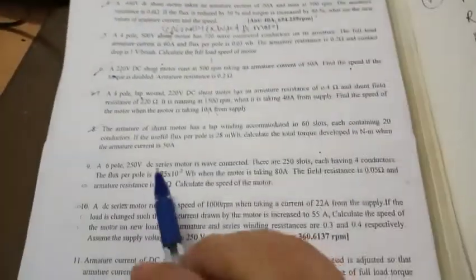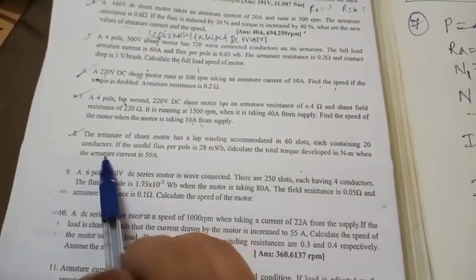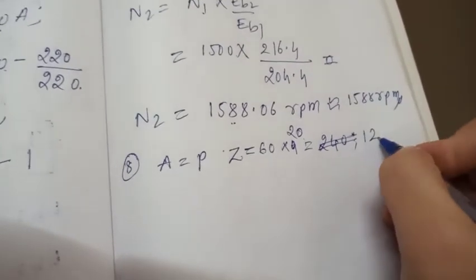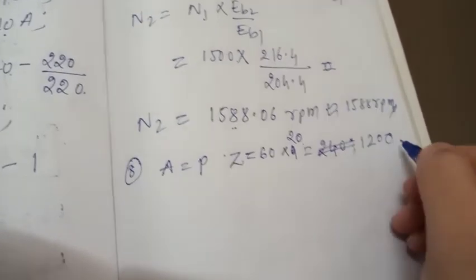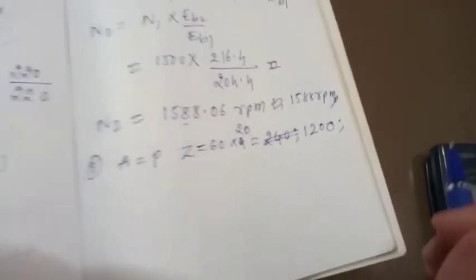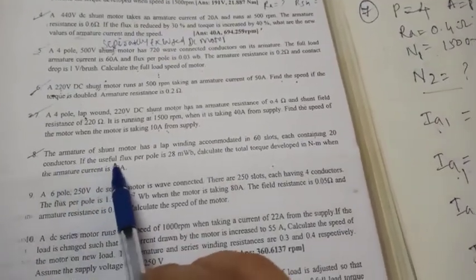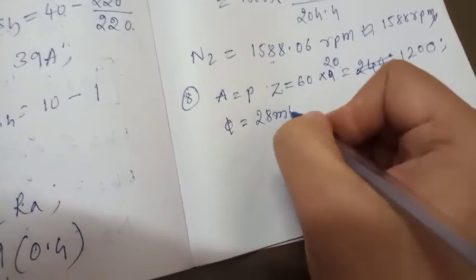The flux per pole is... 60 slots, each containing 20 conductors, so it will be 1200 conductors. If the useful flux per pole is 28 milliweber.